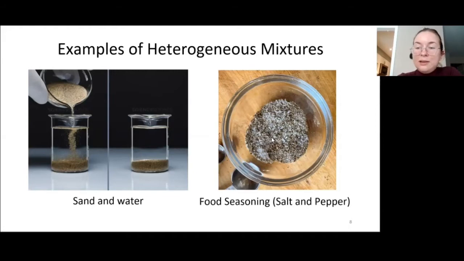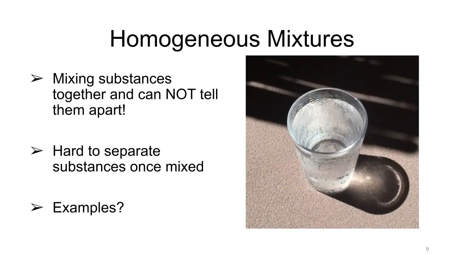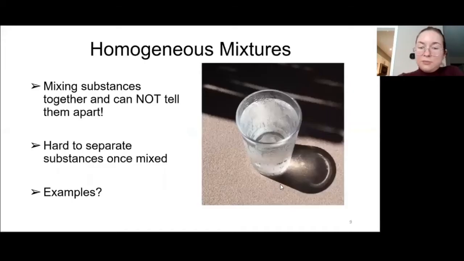We also see when trying to mix salt and pepper together in food seasoning that we'll always be able to differentiate between the salt and the pepper particles. Our next topic is homogeneous mixtures. So this is the opposite of heterogeneous mixtures. When we try to mix these substances together, we can no longer tell the substances apart. And once we've mixed them, it's hard to separate them.